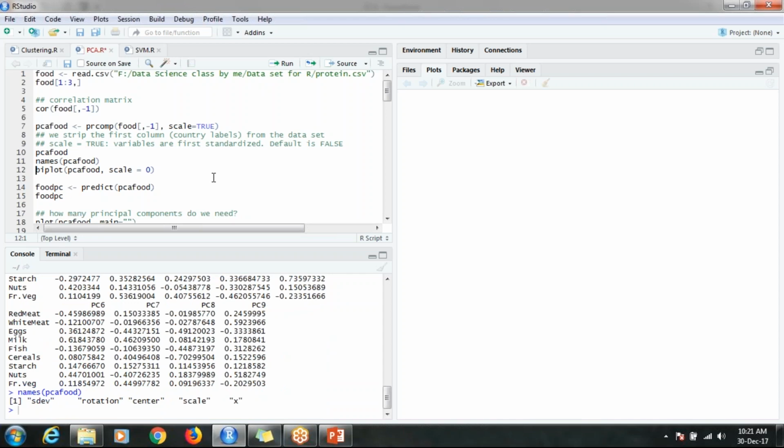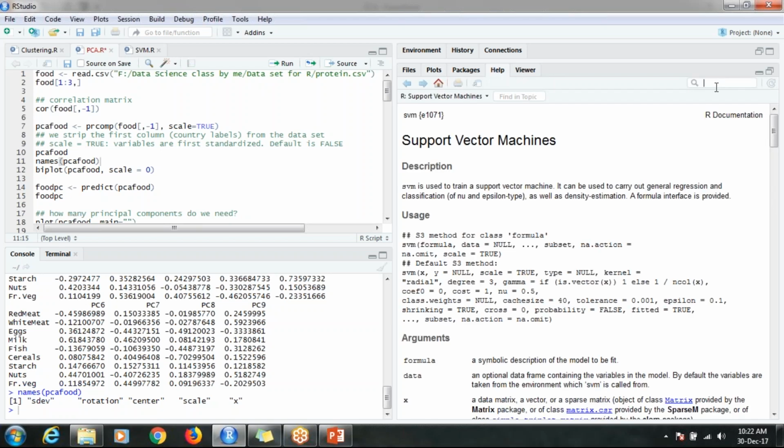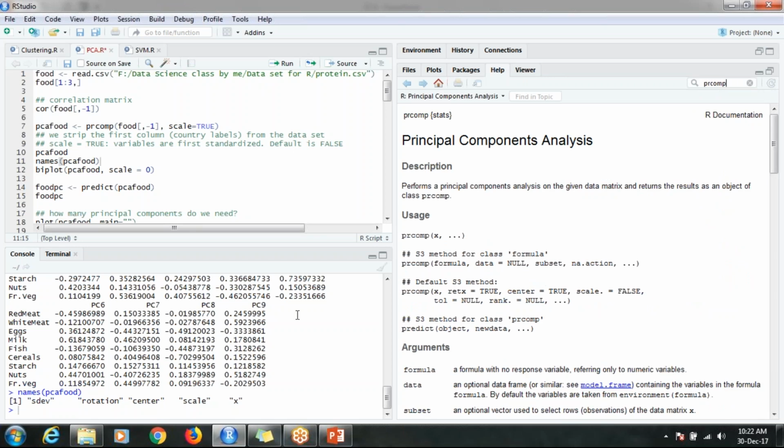So here I have names of a few of these. Let me explain what it means. So this is my standard deviation. This is my rotation factor or the loading component that we have seen. This is my center and scale. Center means I'm considering my mean equal to 0, and scaling means whether my normalization is done or not.